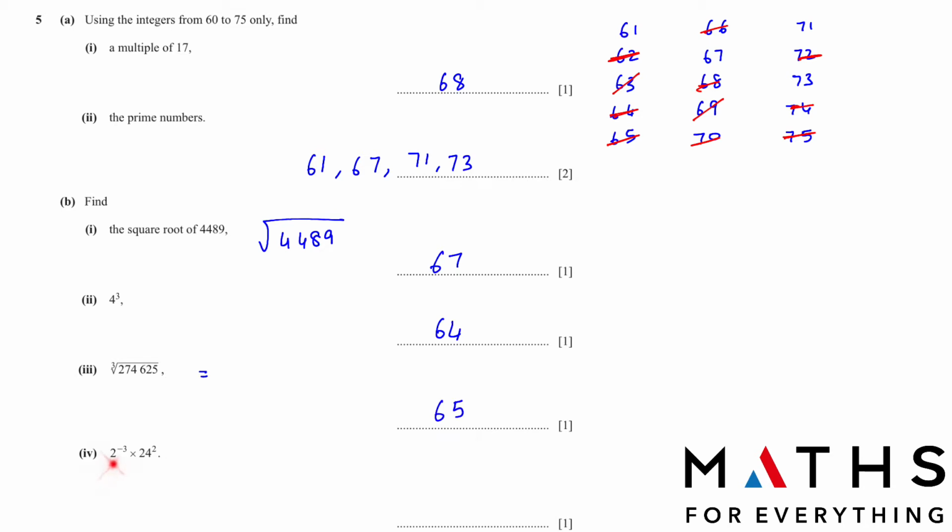Question number 4, 2 to the power of negative 3 multiplied by 24 square. Same thing, using a calculator and getting the answer as 72. Very easy question, very easy marks.